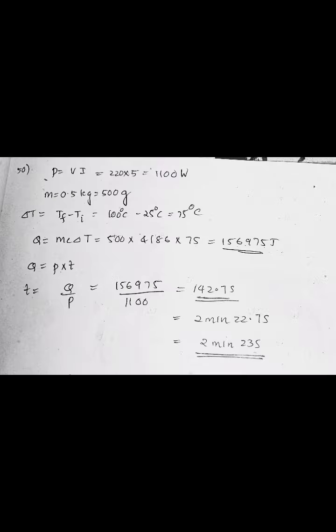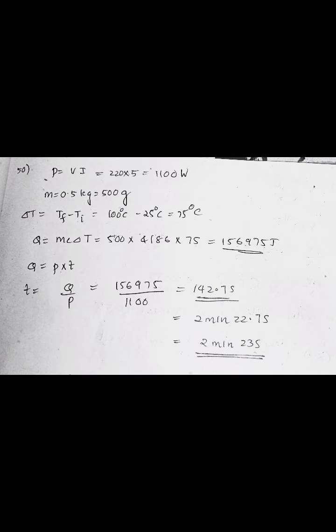Next question is, an electric kettle draws a current of 5 ampere when connected to 220 volt. How long will it take to boil half a liter of water from room temperature? Here power P is equal to VI, this is equal to 220 into 5, this is equal to 1100 watt. So M is equal to 0.5 kilogram, that is equal to 500 gram.